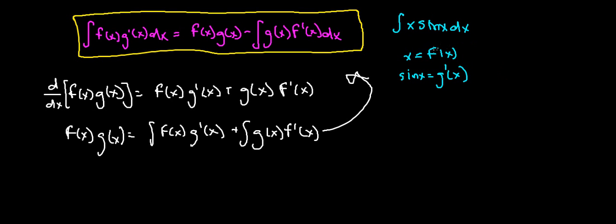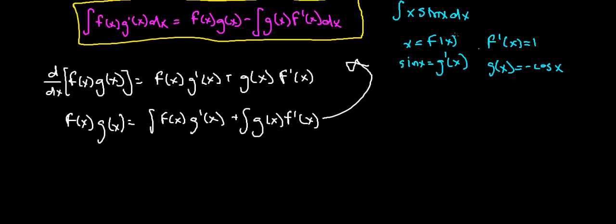So when I calculate the derivative of f of x, then I'm going to get f prime of x is equal to 1. And then for this one, I'm going to need to integrate this one. So I do that. And g of x is equal to minus cosine x. So now I have everything I need to go ahead and do this problem. So all I do now is just take these different parts and substitute them in.